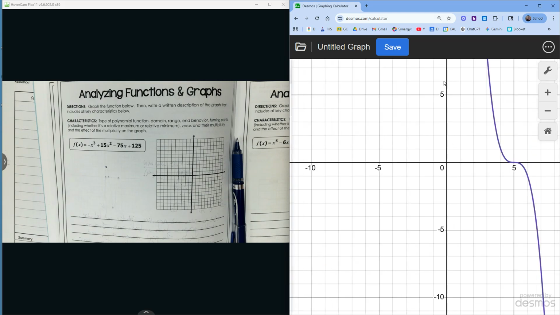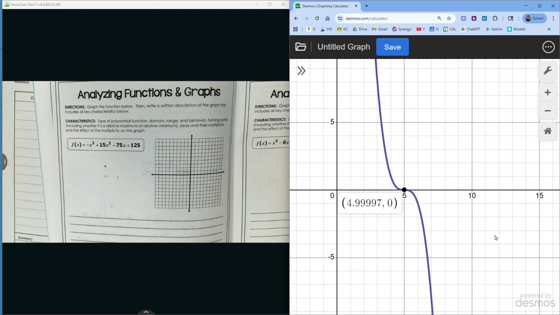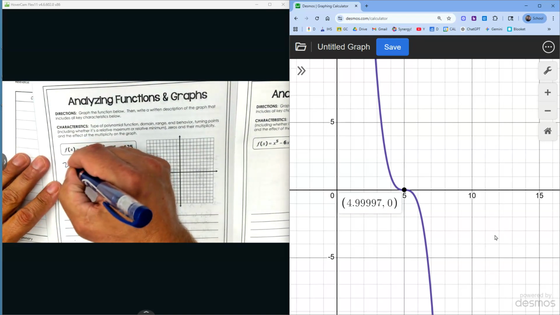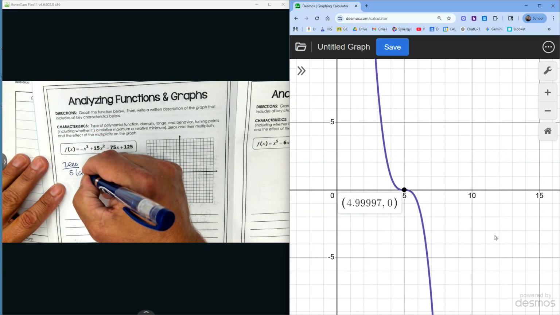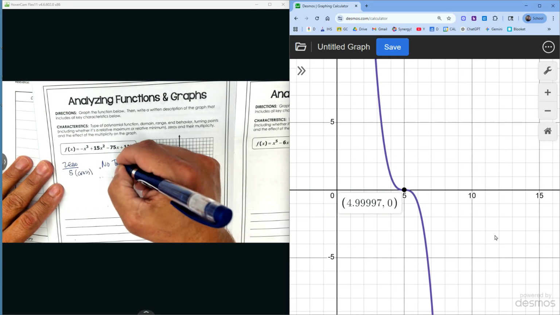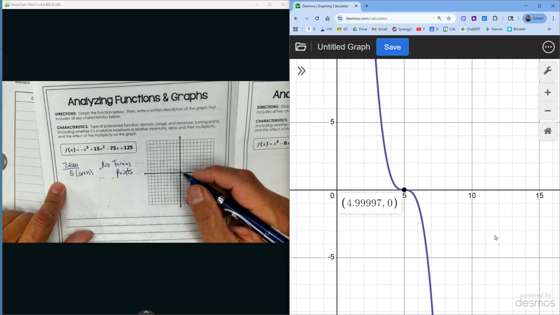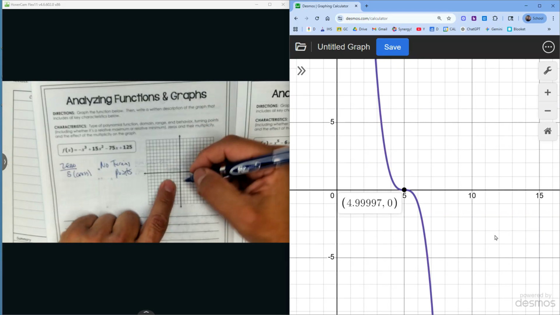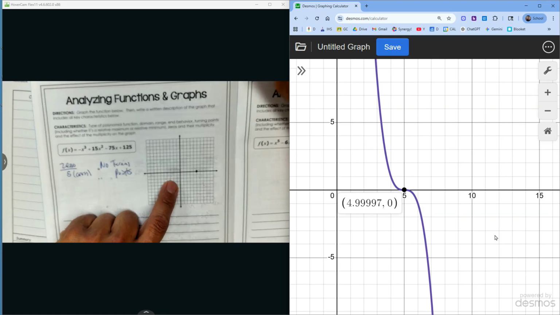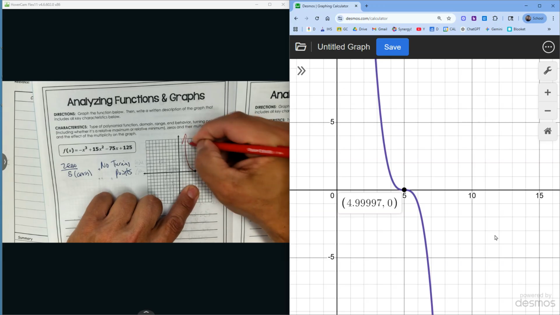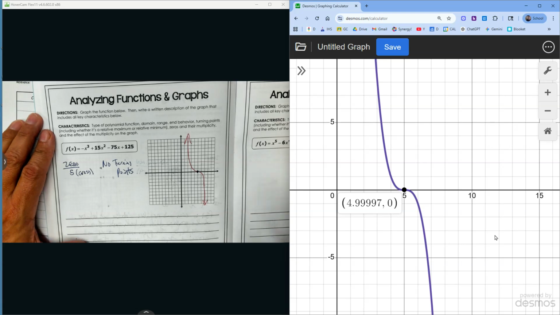All right, so let's look at the graph. So we have a 0 at 5, and it crosses. We have no turning points. So I'm going to go to 5. I'll draw what I see. And I'm going to write down what I know.